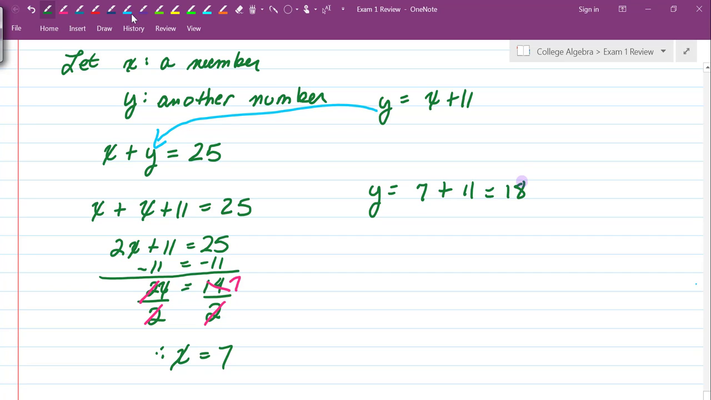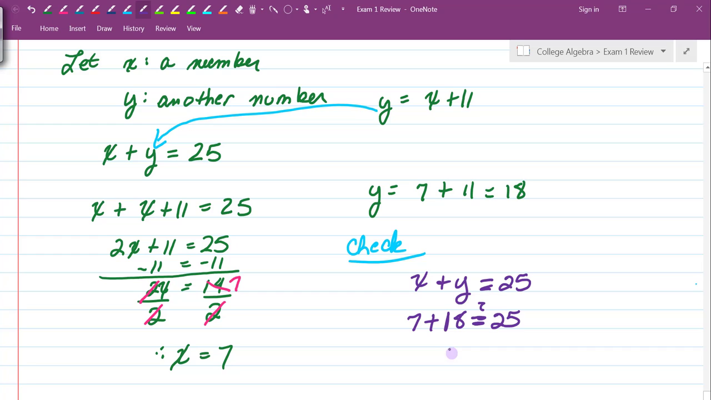Now if I want to check my work, that means x plus y should equal 25. Okay, so what is x? X is 7, plus what is y? It is 18. And does that equal 25? Sure it does. 7 plus 18 does equal 25. So 25 does equal 25, and so it is correct.